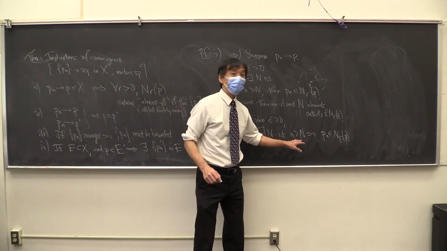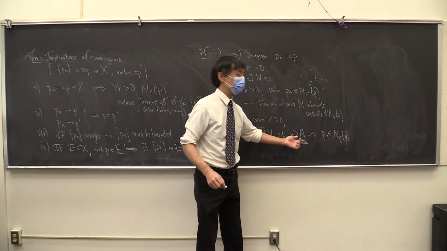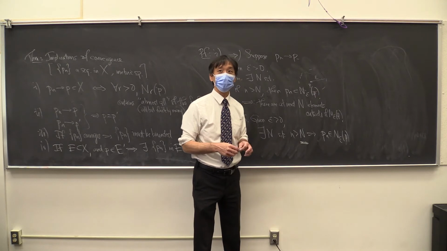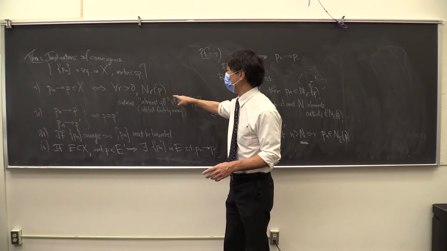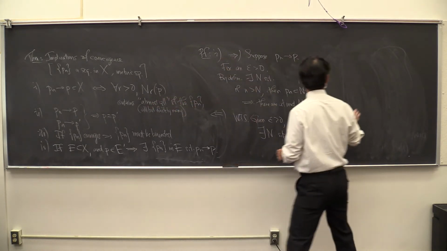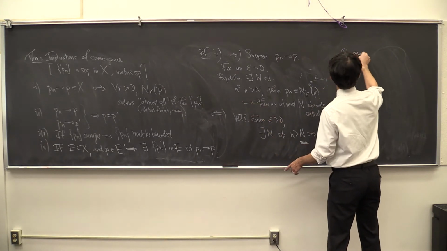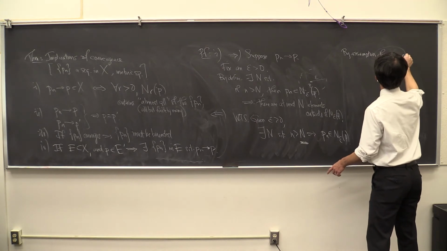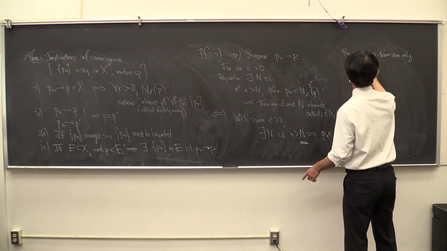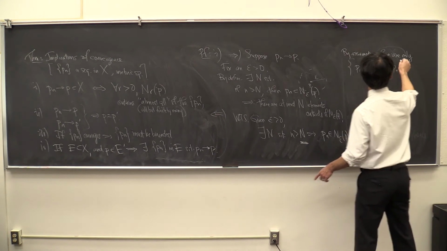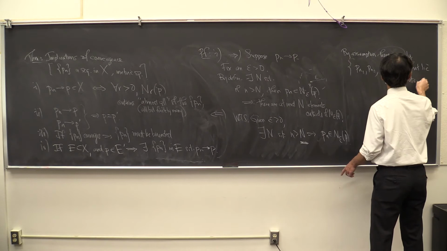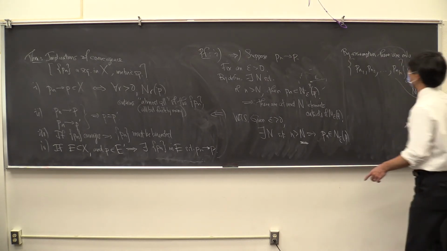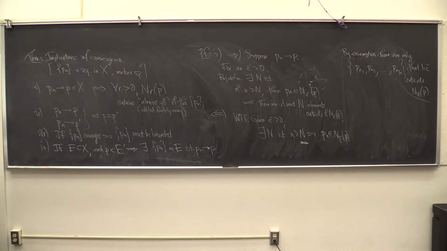Okay. How do we show that such a time exists? We know that there's only finitely many guys outside. So by assumption, there are only some, like p_{n1}, p_{n2} to p_{nk}, that lie outside the epsilon neighborhood. So what time do I choose to ensure that everybody past that time lies inside the epsilon neighborhood? How do I construct my time? Anybody see it?